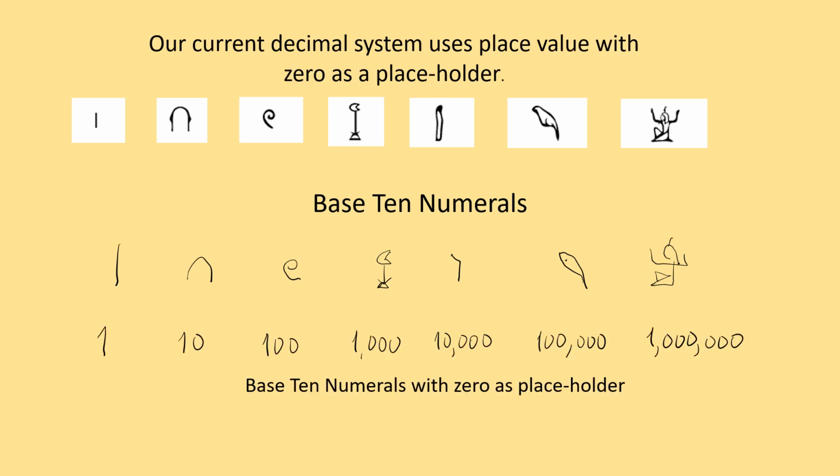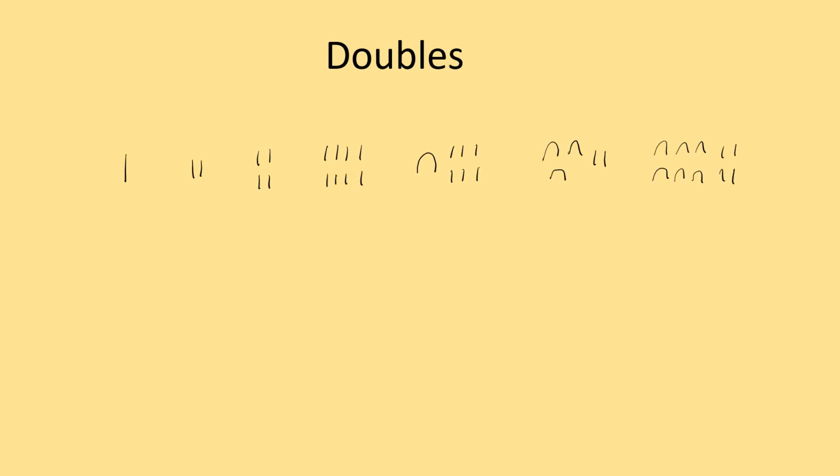So, just as a reminder, our current decimal system uses place values with a 0 as a placeholder, as indicated on the third line of numerals. Unlike the place value system, Medu Netcher needs no zeros as placeholders. Okay, so let's get started with our lesson.